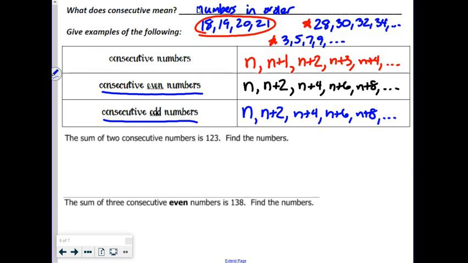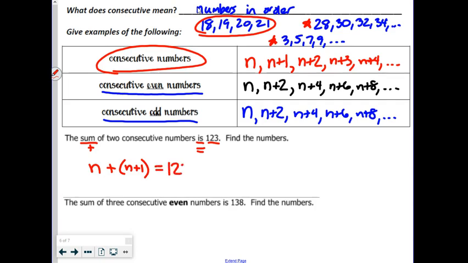All right, now we can write equations with this knowledge. So the sum, that means addition, remember, of two consecutive numbers, so we're talking just consecutive numbers, like up here, is 123. So is equals. Two consecutive numbers. Well, we have to have the first one, which we'll just call n. n is the first number. And the sum, we're going to add the next number, n plus 1. And that is 123. So there we go, we've got an equation.